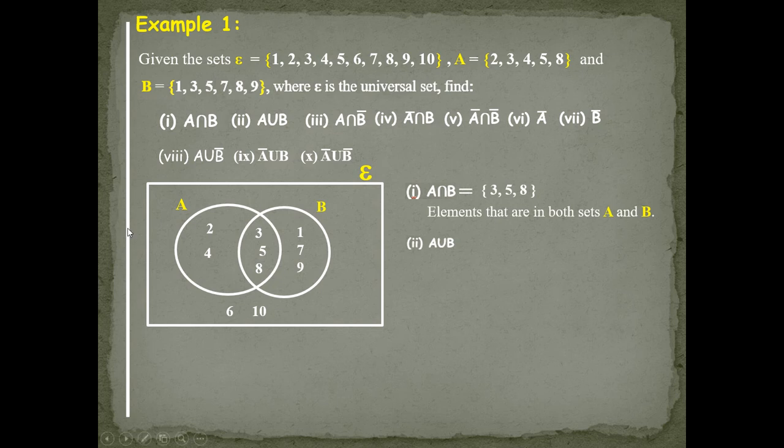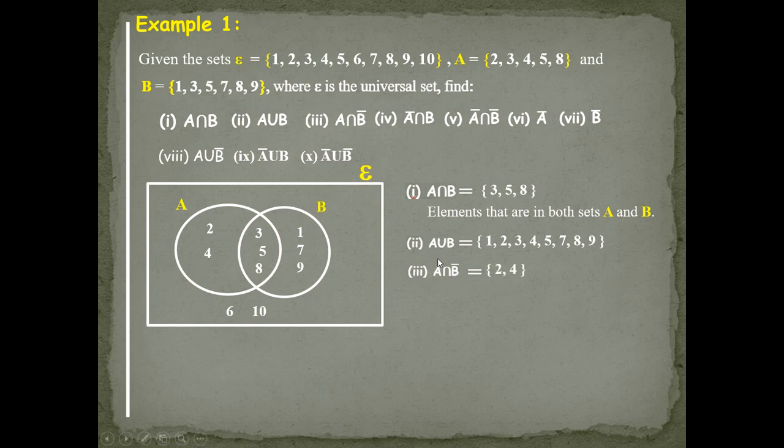Now the second part, A union B, these elements here, we shall just list all these in order. This is our A union B. So we list all those elements. Now we have A intersection B complement, elements that belong to set A only. Elements that belong to set A only. And this is this part here. Elements that are in A but not in B. It's this part, which is 2 and 4.